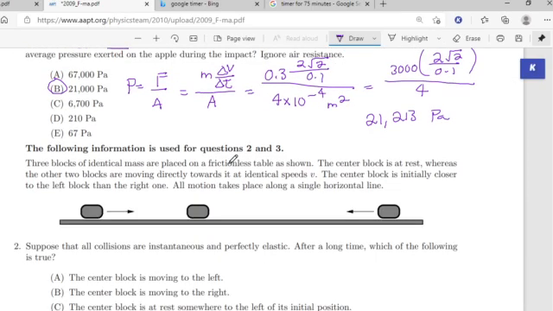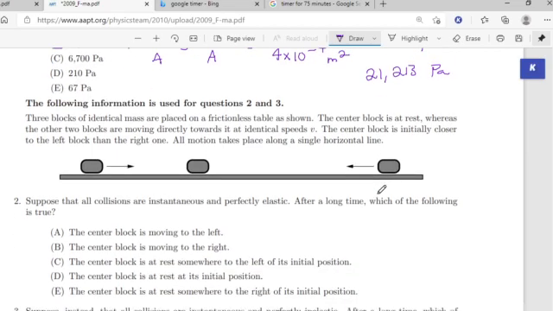Okay. The following information is used for questions 2 and 3. 3 blocks of identical mass are placed on a frictionless table as shown. The center block is at rest. Blah blah blah. Okay, you can read it. Honestly, I'm not going to read the fonts because I'm sure I hope y'all can read it.